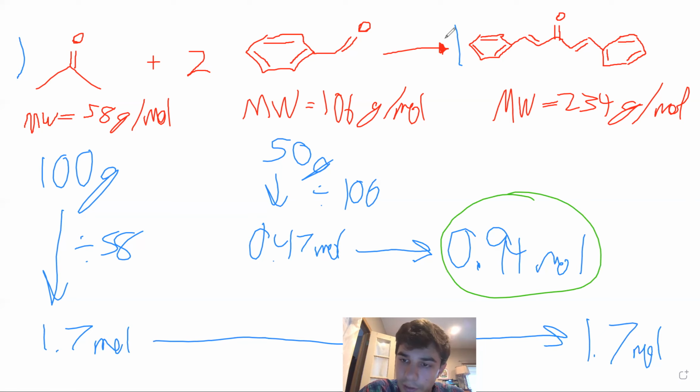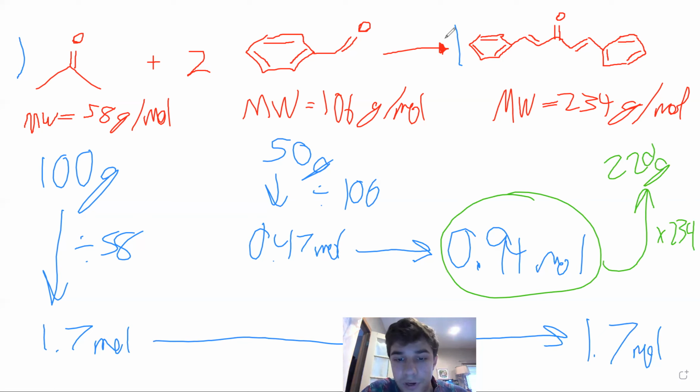So then finally, in order to get the mass of theoretical yield, you would multiply it by the 234. And we would have 220 grams, right? And that's in one instance.